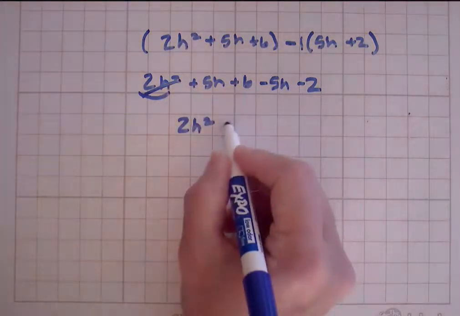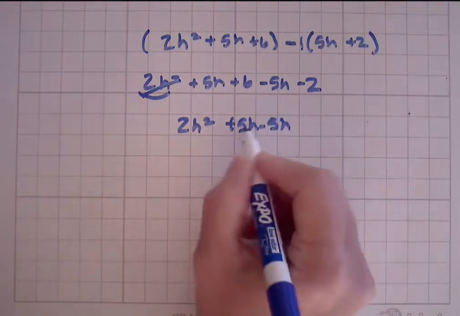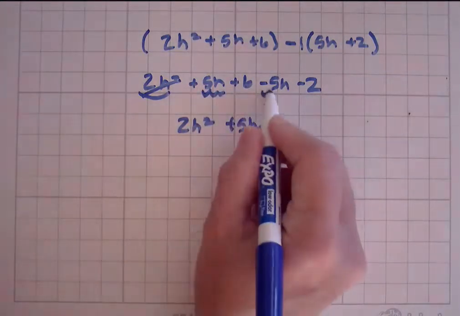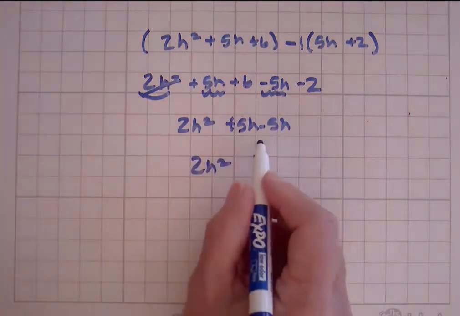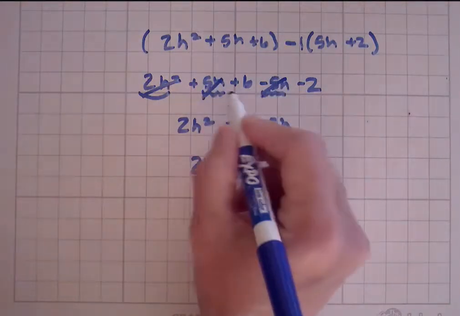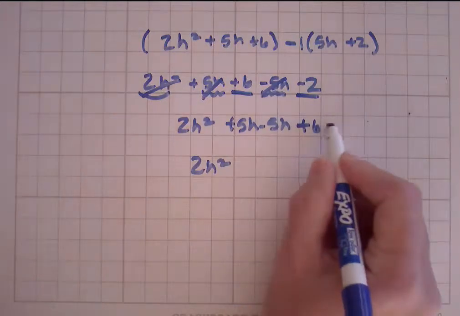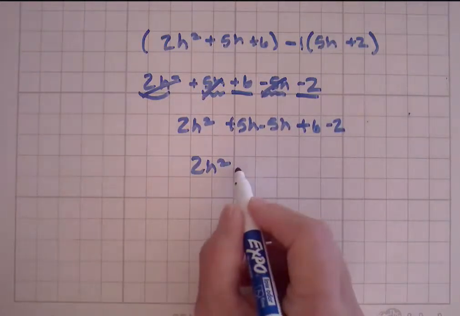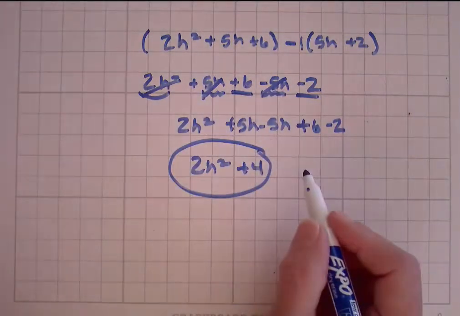5h and negative 5h, which I know is going to be 0, but sometimes my teacher likes me to show my work, so I'm going to write that. So it's 2h squared. Do I need to write 0h? No. 0 times anything is 0. So those are done. And then I have 6 minus 2 plus 6 minus 2. 6 minus 2 is 4. And I'm done. That's my answer.